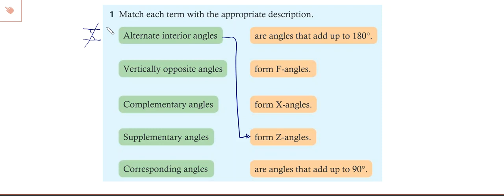Vertically opposite angles form X angles. Okay? So we can draw lines that intersect, and this one would be considered vertically opposite angles. Complementary angles add up to 90, good. We can draw our diagram. So if we draw a 90 and then we cut it, we know those two angles add up to 90 degrees.